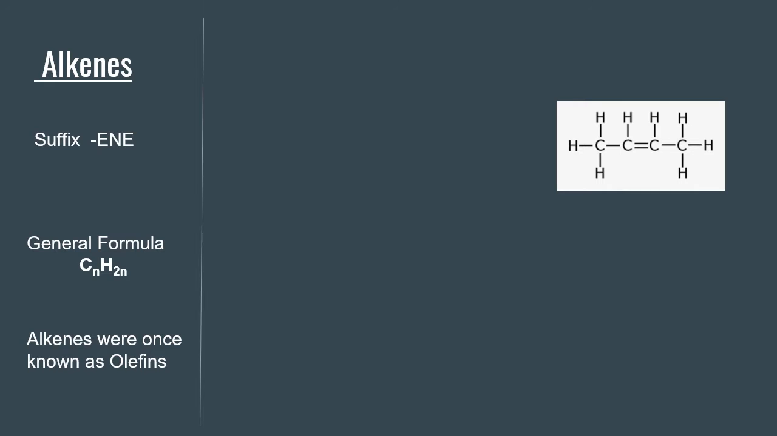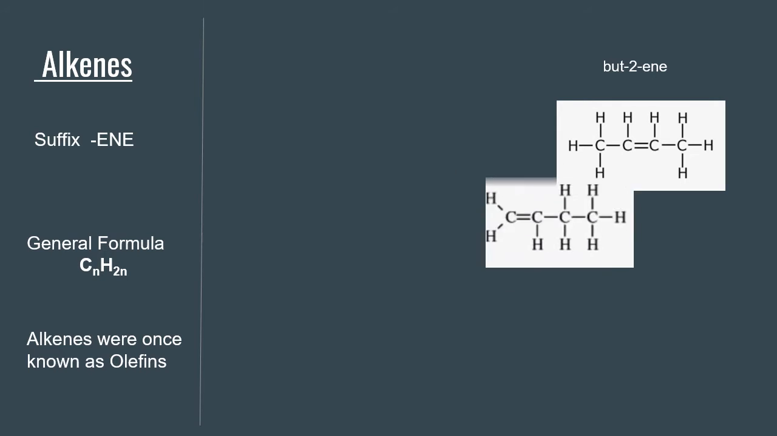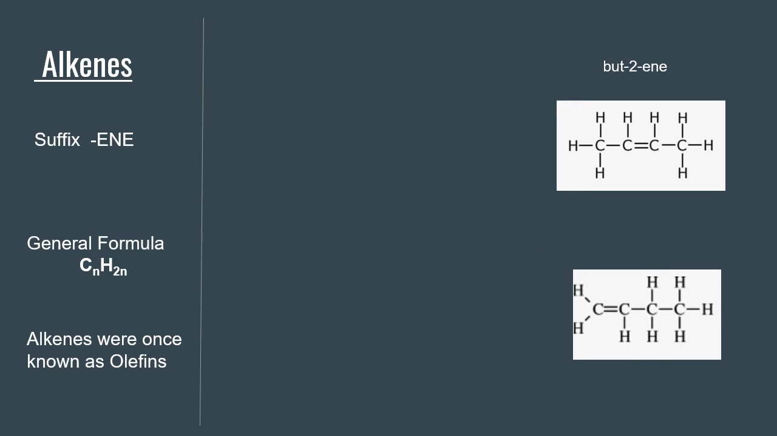When naming alkenes, we need to identify the longest carbon chain. There are 4 carbons, so we know it is butene. You can notice the double bond is attached to the second carbon atom. This alkene is but-2-ene. The next alkene has the same amount of carbons and hydrogens. The only difference is the double bond is attached to carbon number 1. Therefore, the name will be but-1-ene. This is what we call an alkene isomer.